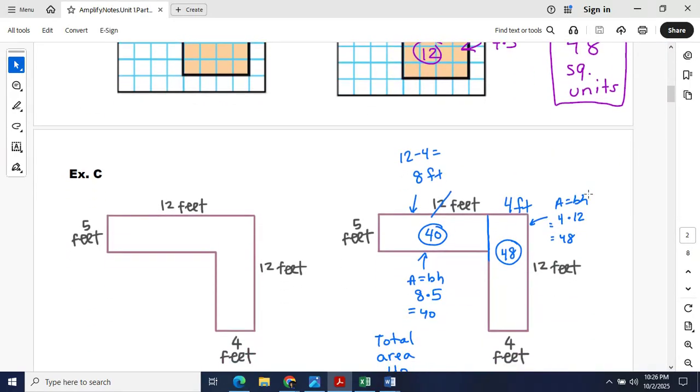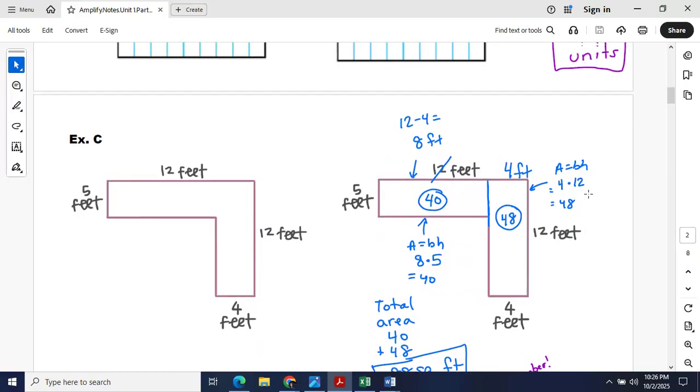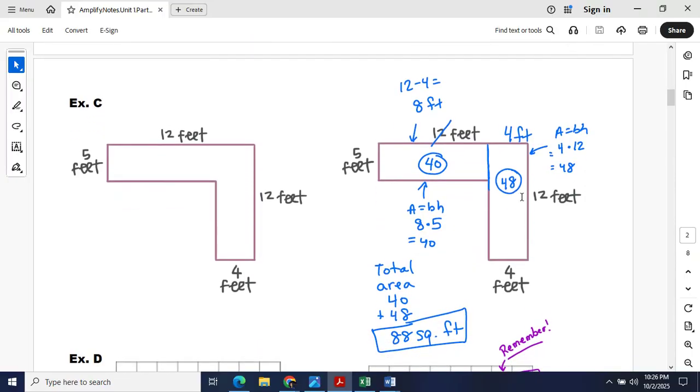Okay. This is how I did example C. Now, I drew this line going up. You could have also drawn the line going across. It would just be different. But ultimately, the final answer should be 88 square feet.